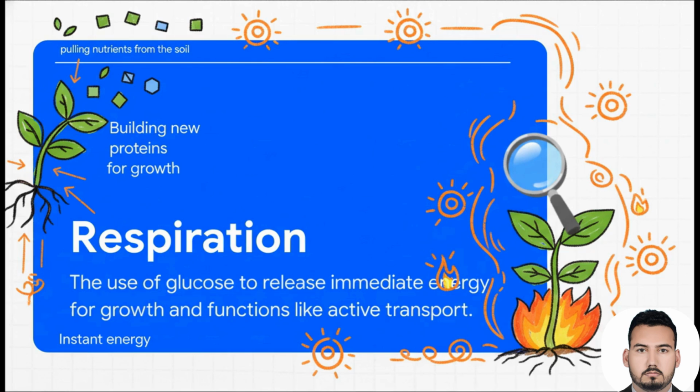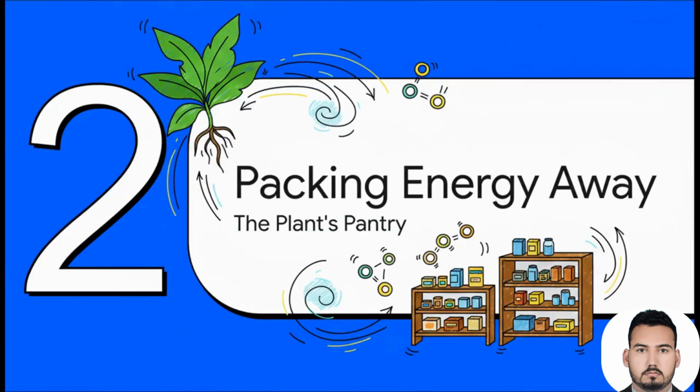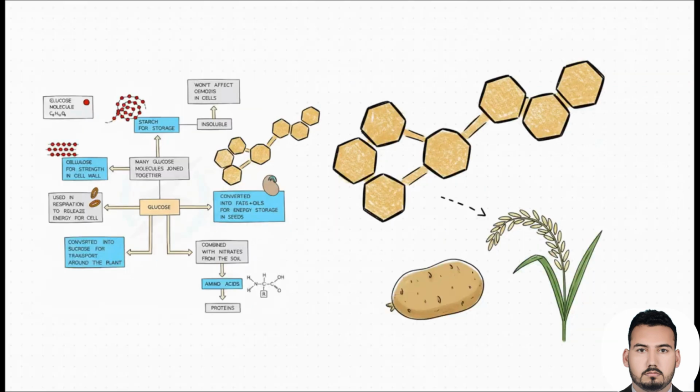This is the fuel it needs for all the hard work, like pushing roots through the soil or building new leaves. But what happens when the sun is shining and a plant makes way more glucose than it needs right now? It's not going to just waste it. Nope. Like any smart saver, it packs the extra away for later, tucking it into its own cellular pantry. And if you look at our map, you can see exactly how it does that.